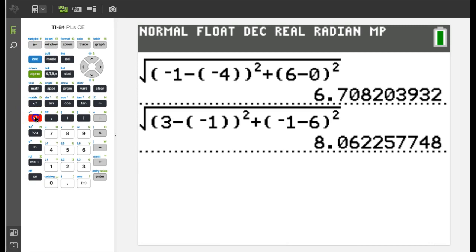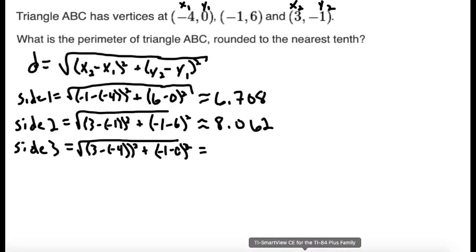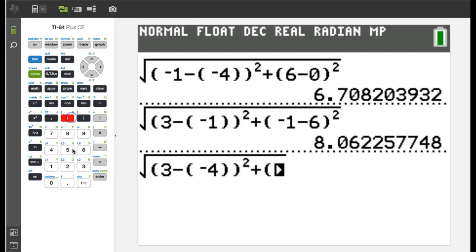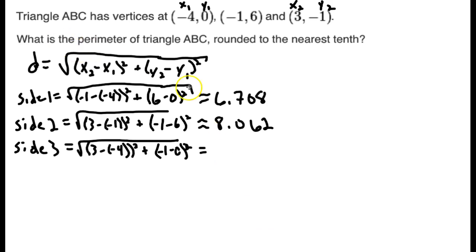So second square root of 3 minus negative 4 squared, plus negative 1 minus 0 squared. And that gets us 7.071. So these are all three side lengths.